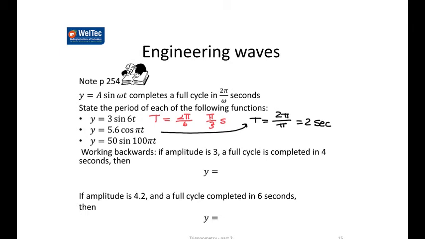For number 3, omega is 100 pi. So the time period is 2 pi over 100 pi, and we'll write that as a decimal.